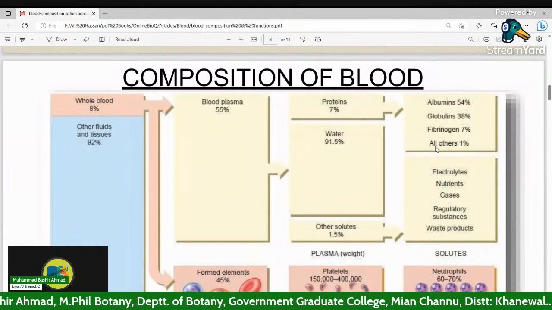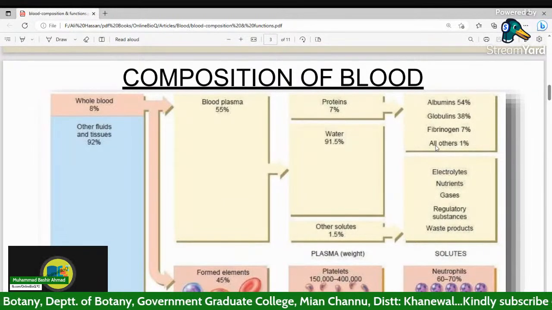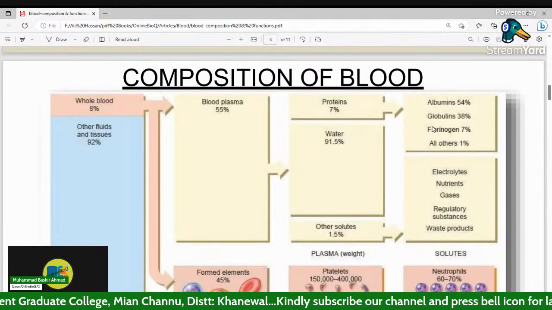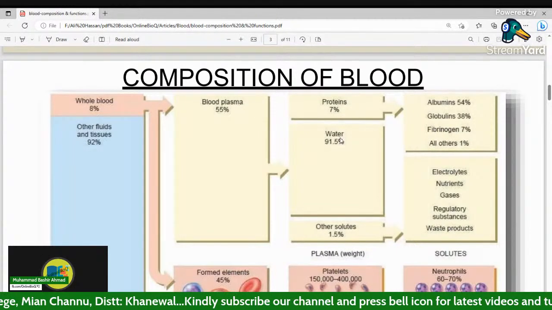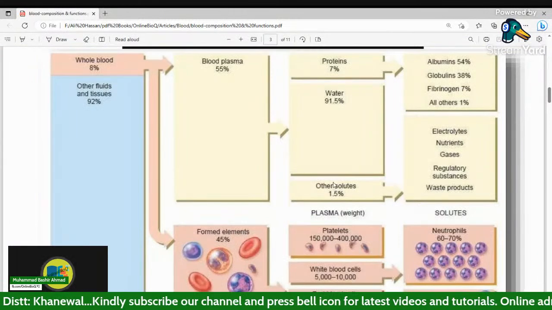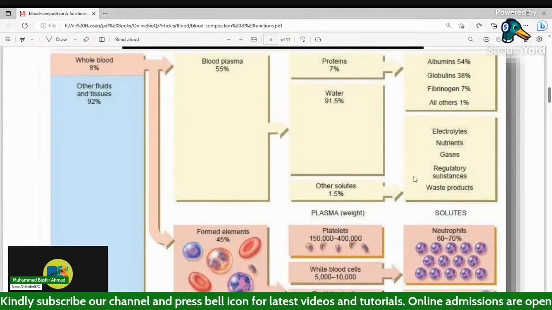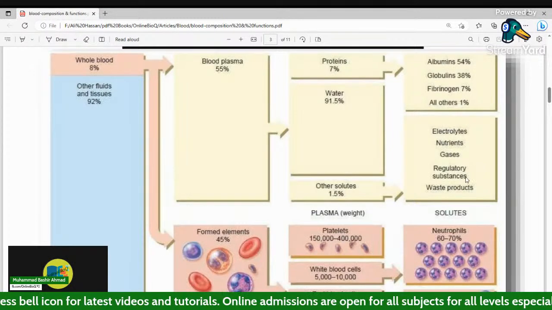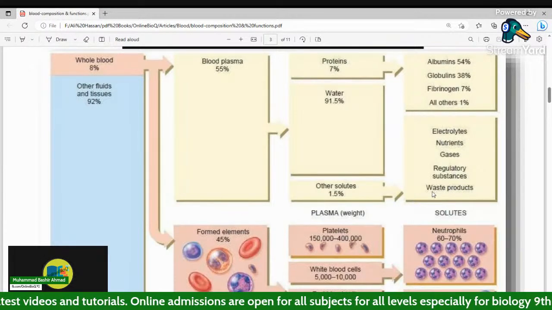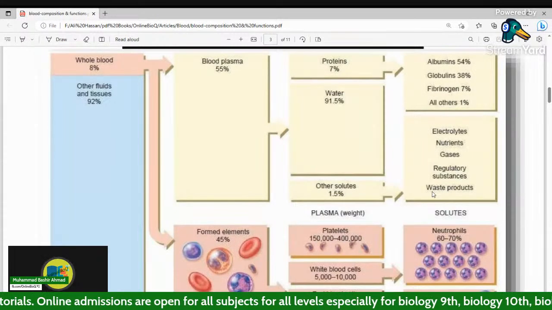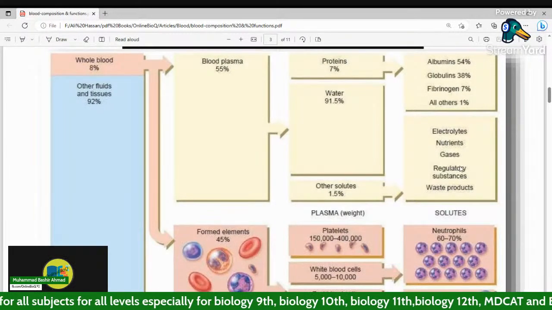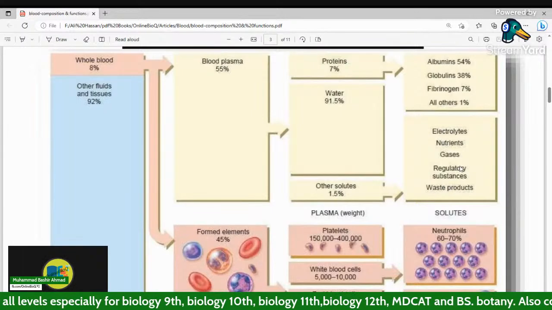and some other proteins. So this was an account of proteins present in blood plasma. When we talk about some other solutes, these include electrolytes, nutrients, gases, regulatory substances, and waste products. So these are some other solutes that are present in blood plasma.